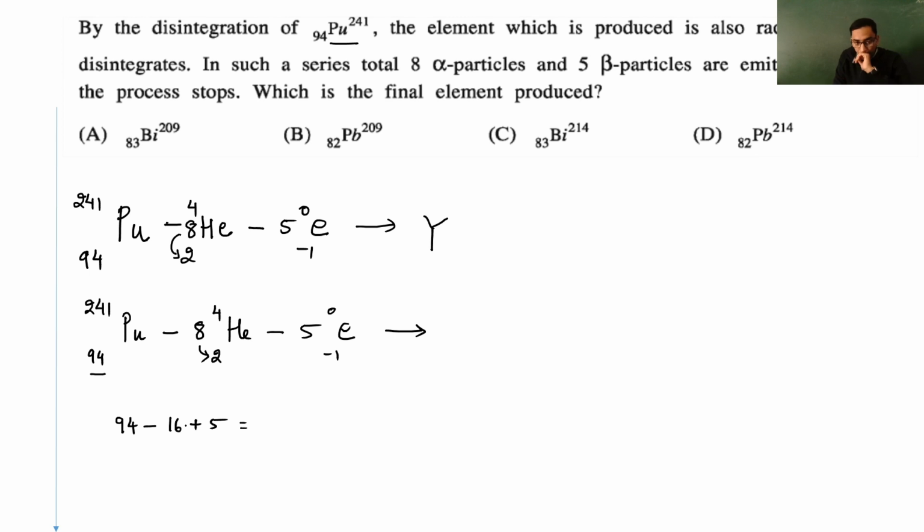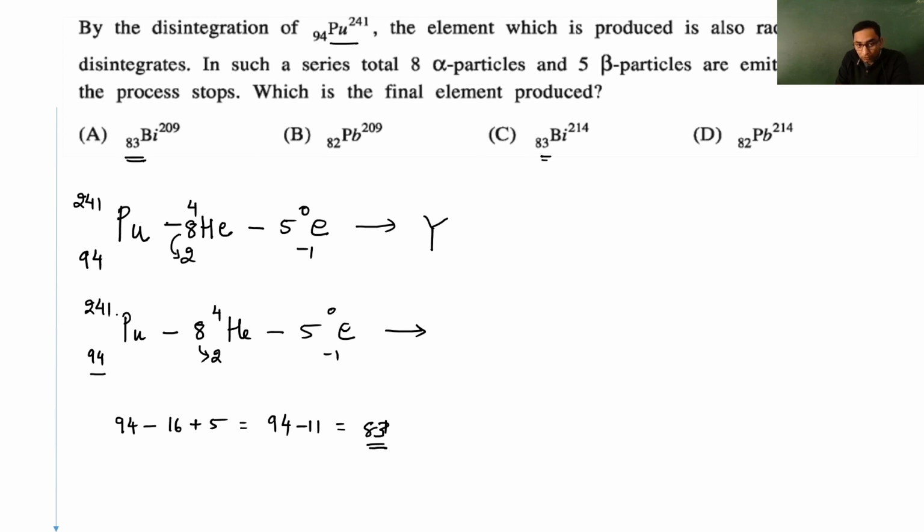So what could be this one? So 94 minus 11. So basically this is 83. So 83 is the atomic number. So we have two options possible over here.